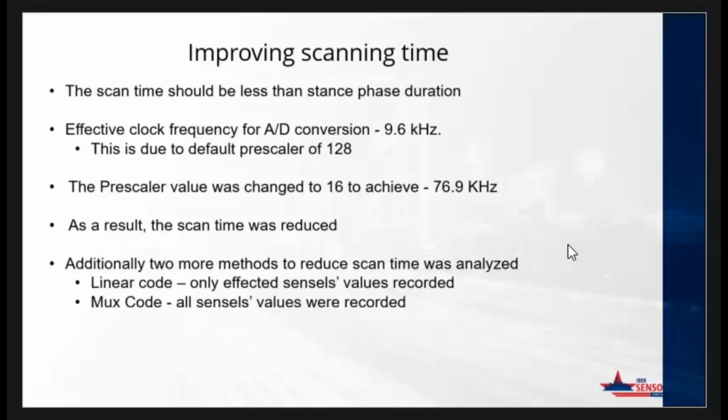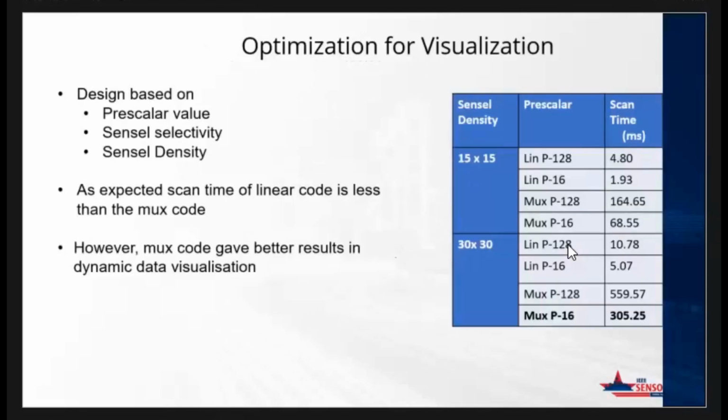Another thing we tried in this work was to see, if we know on what pixels the person is putting the foot, whether we can just take the data of that sensor and get rid of all the other sensors on the mat. We tried that and named it linear code. Then we thought, let's use the data from all the sensors and see whether we get a better result. We recorded that and called that code mux code. We compared all these scenarios with 15 by 15 sensors and a sensor density of 30 by 30.